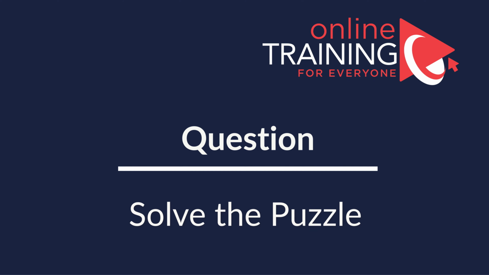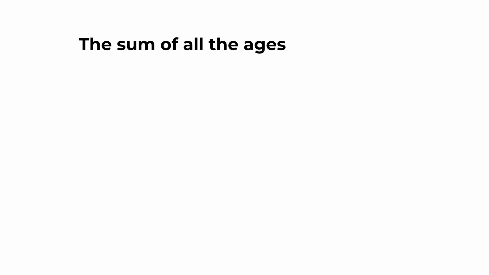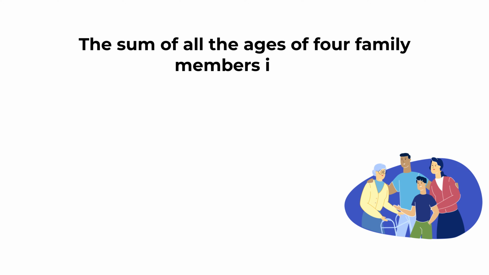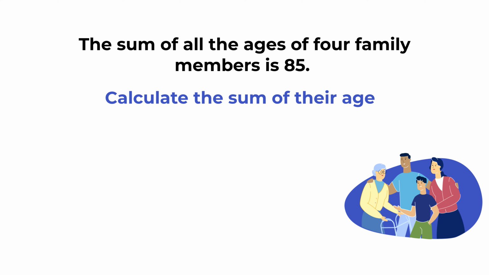Here's the puzzling question that you might frequently see on the test. The sum of all the ages of 4 family members is 85. What would be the sum of their ages together in 5 years? And you're presented with 4 different choices.